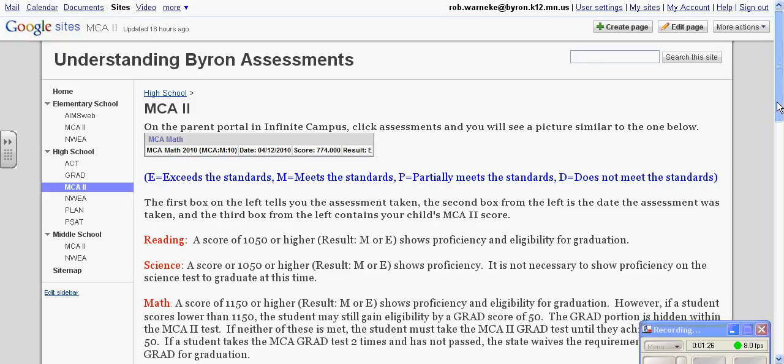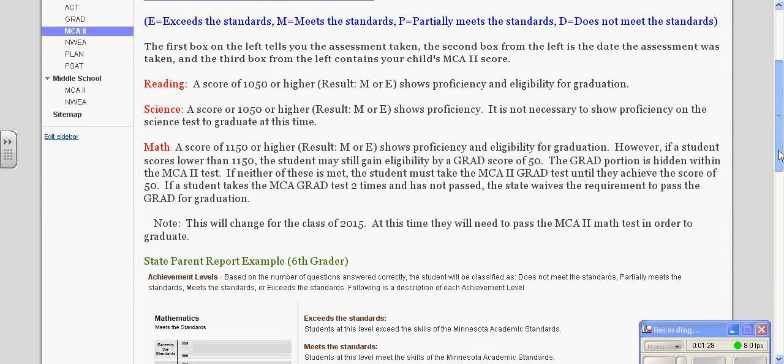Now when your student is a sophomore, they will take the reading and science. So in this case we have, again, 10, meaning that they are a 10th grader. 50 is the cutoff in terms of getting an M or an E. Again, M means meets, and E means exceeds. So those are both good results. Science is a 10th grade test also. So again, you have a 10 showing 10th grade, and a 50 again is the cutoff for achieving an M or an E, which is proficiency for graduation.